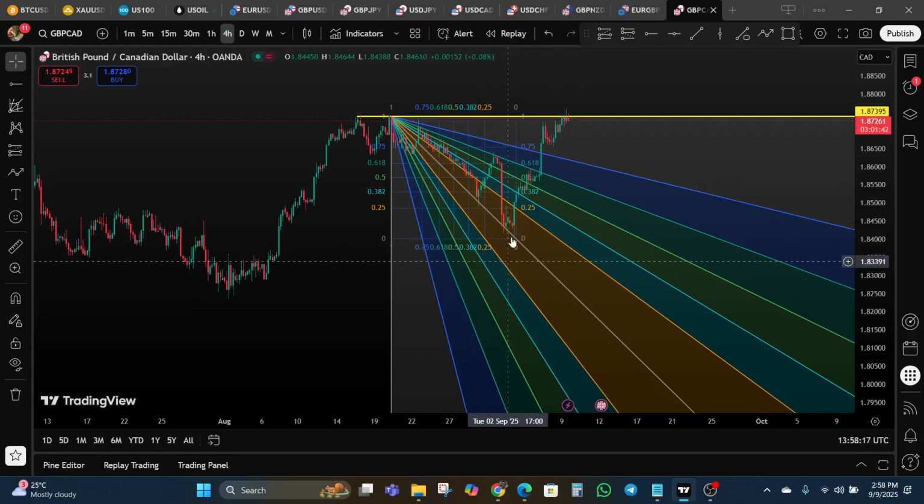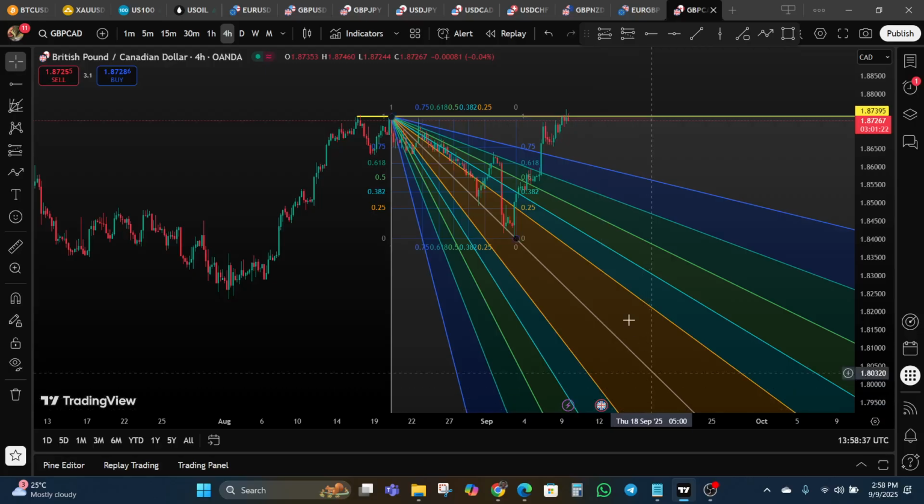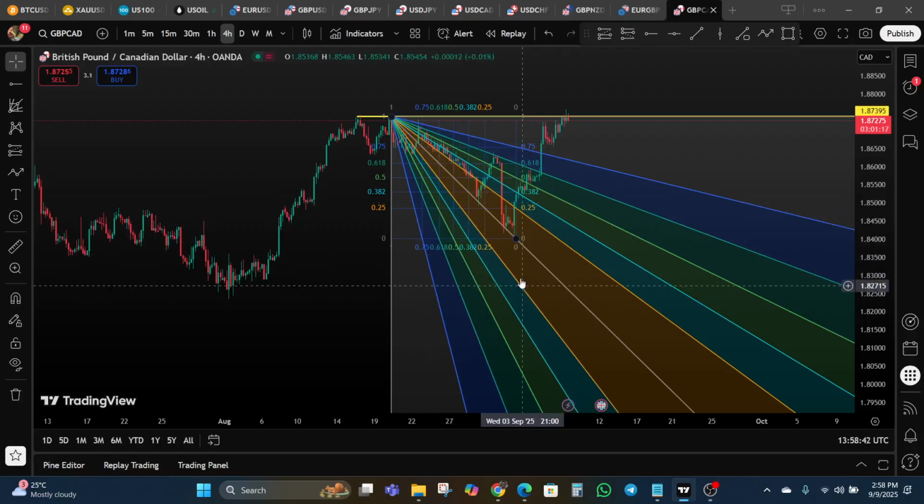Now the tool automatically creates diagonal lines, as you can see, at key Fibonacci ratios like the 38.2%, 50%, 61.8%, 25%, 75%, and all of that, extending into the future. So these lines represent potential dynamic support and resistance zones for price action. You can see the different Fibonacci levels being extended diagonally from this central point.